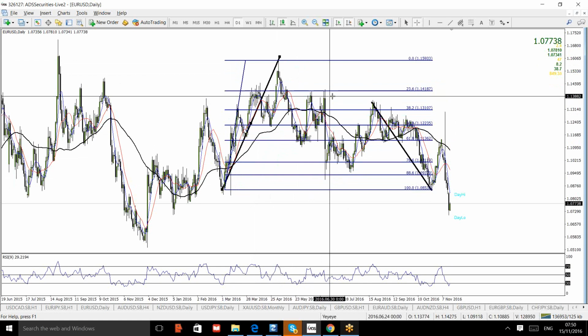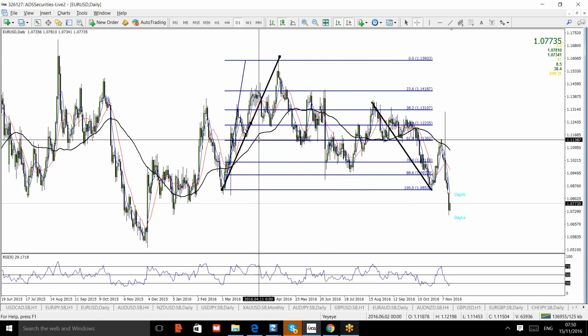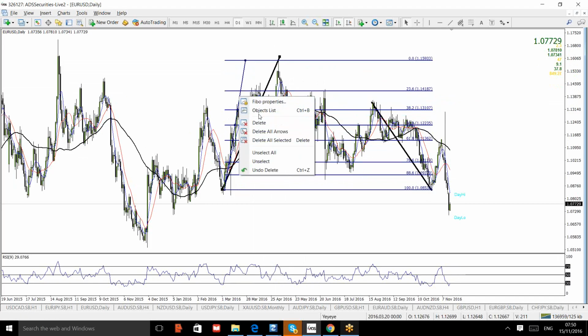Obviously, if the price makes a double top, you will exit your trade straight away here. But do you understand this? Yes.